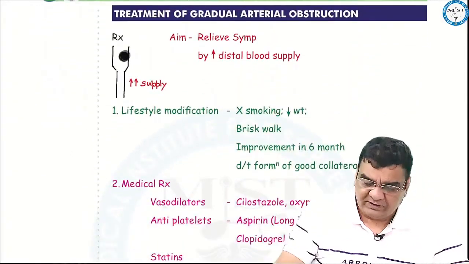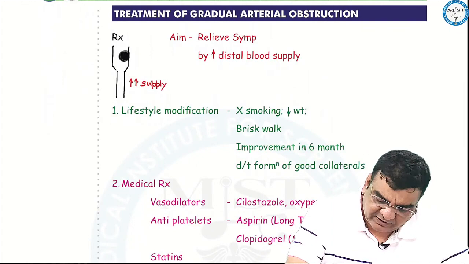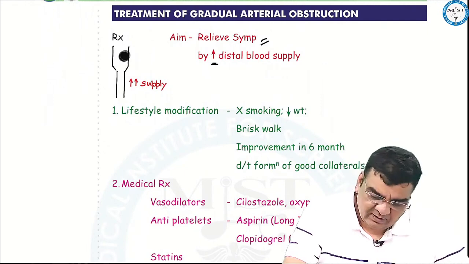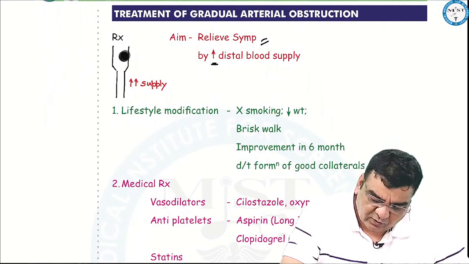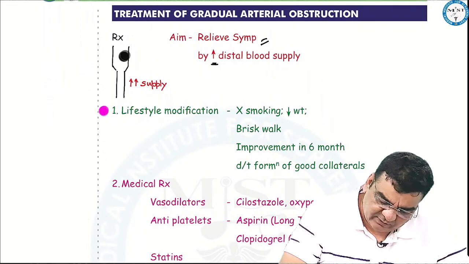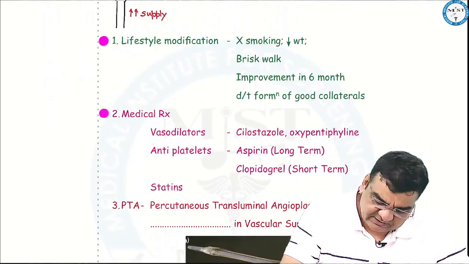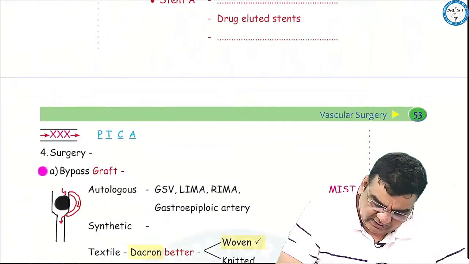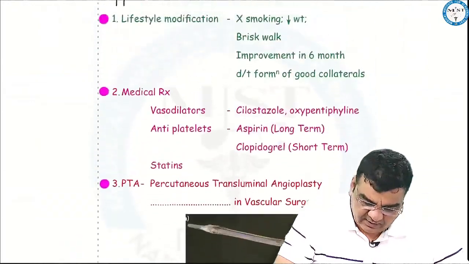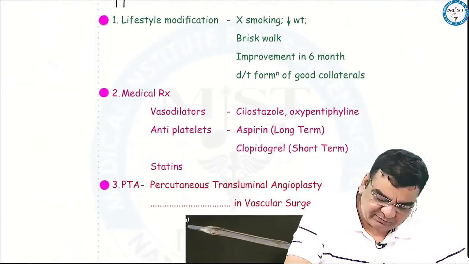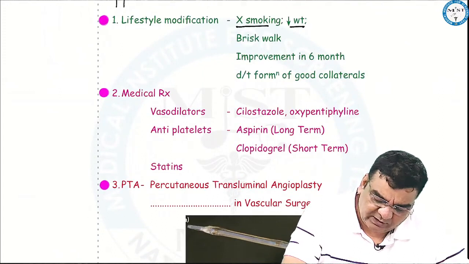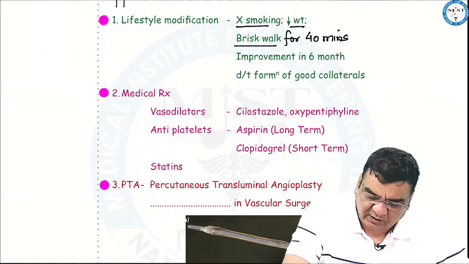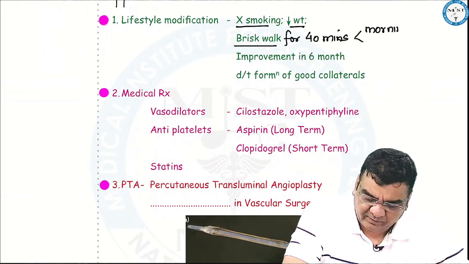In the treatment of this beta, our aim is to relieve the patient's symptoms by increasing the distal blood supply. In the treatment, beta, you have got 4 options. One, lifestyle modification, another medicines, another angioplasty, and another surgery like bypass surgery. In lifestyle modification, you are advising the patient to stop smoking, reduce weight, brisk walk for 40 minutes, 40 minutes in the morning and 40 minutes in the evening.